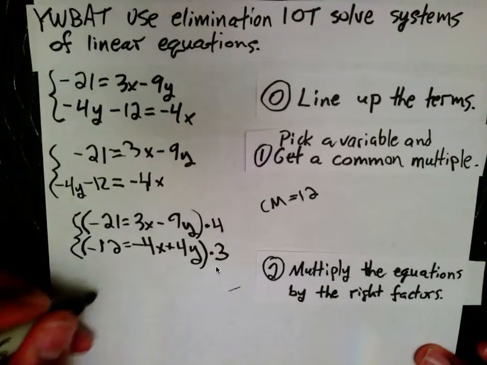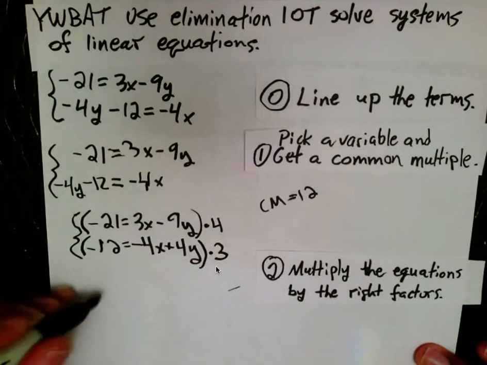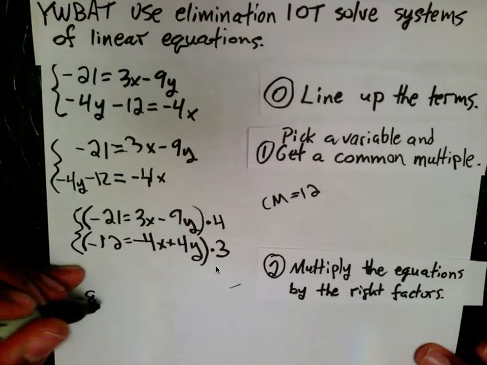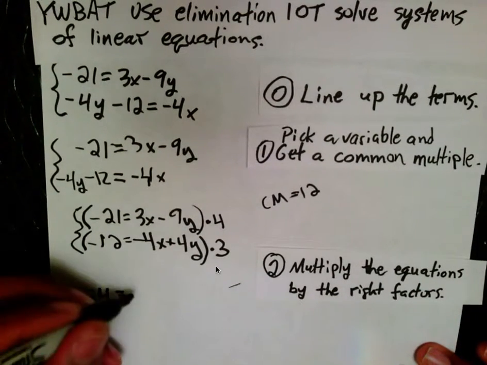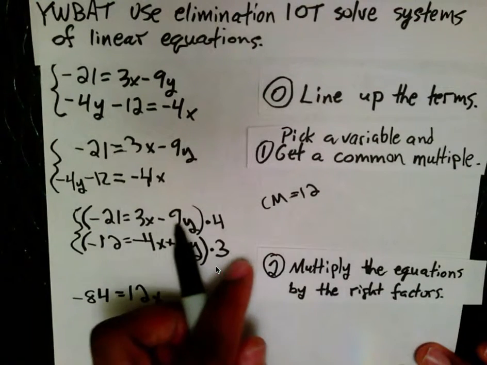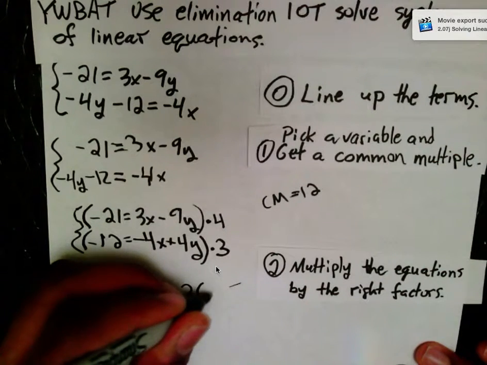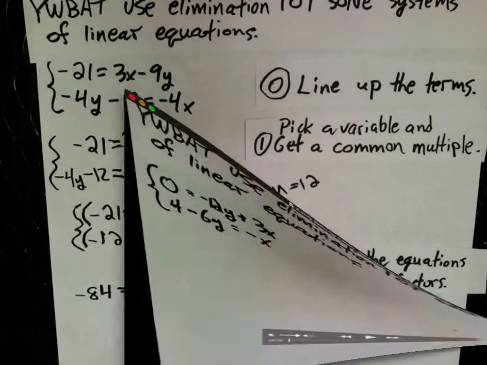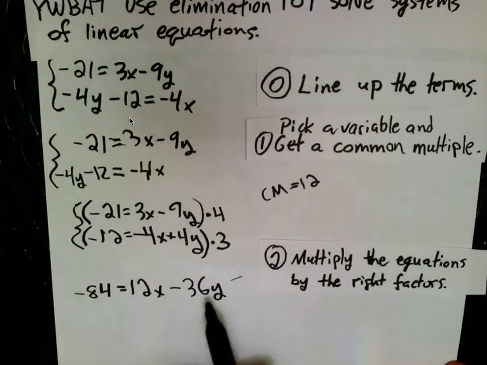So let's rewrite. Negative 21 times 4 is negative 84, equals, now 3x times 4 is 12x. Negative 9y times 4 is negative 36y. Okay, equals negative 36y.